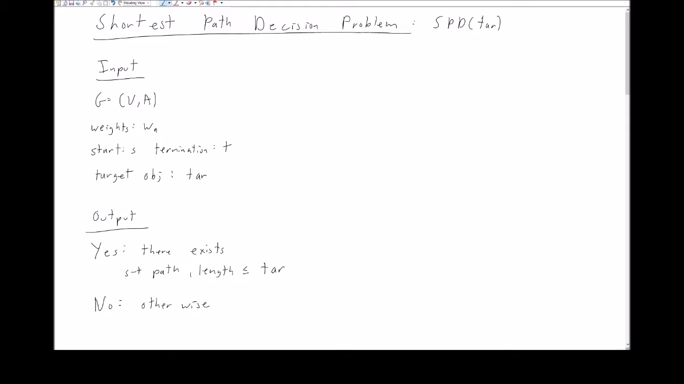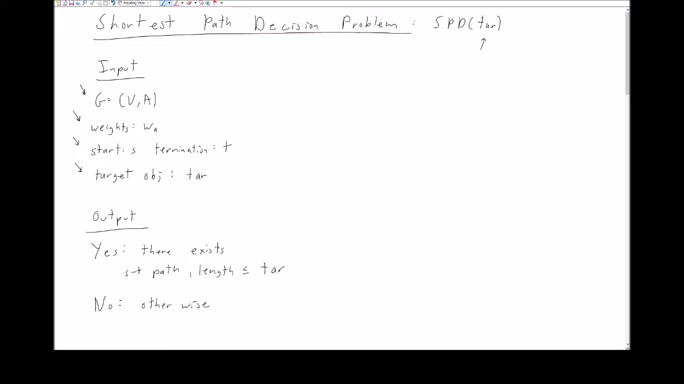The difference between the shortest path problem and the decision version is just a small tweak of the input. The input for the decision problem is a graph, the weights on the arcs, the start node S and the terminal node T. But now we introduce an additional piece, which is our target objective function. When we talk about a decision version of a problem, we have some target in mind. Our output is now completely different though.